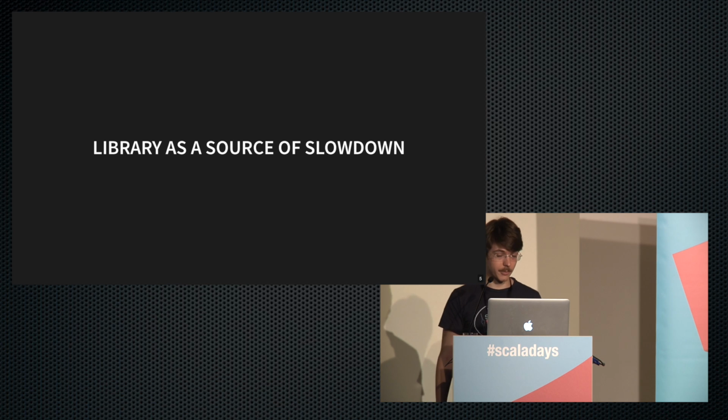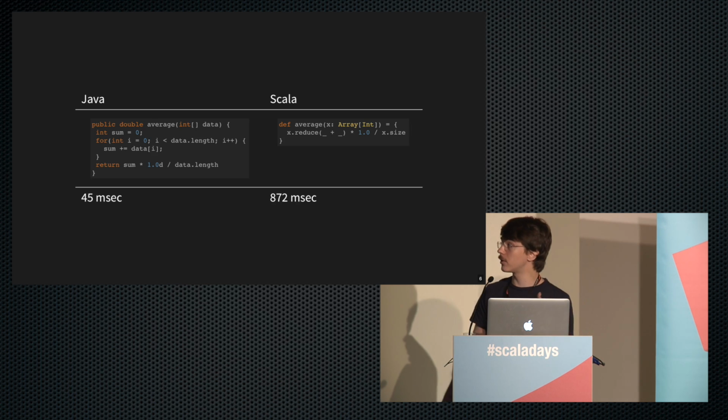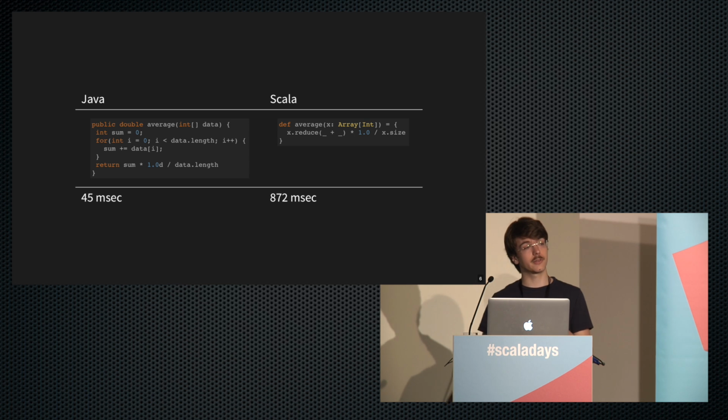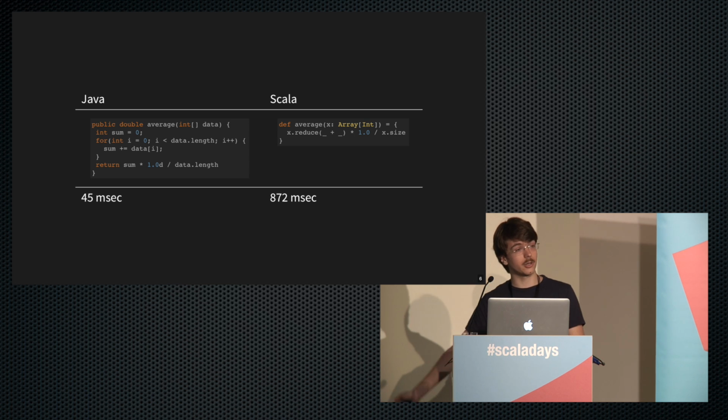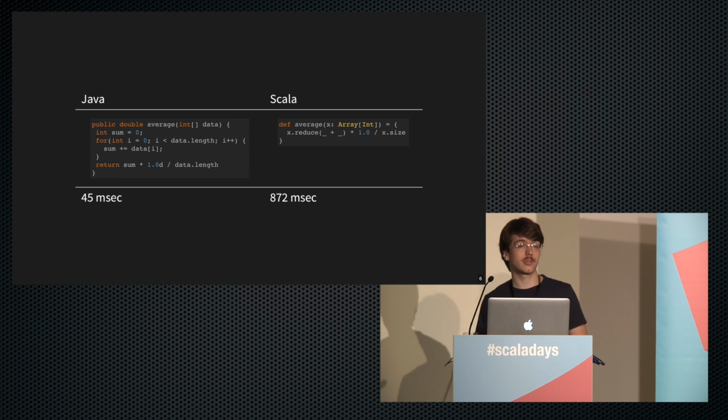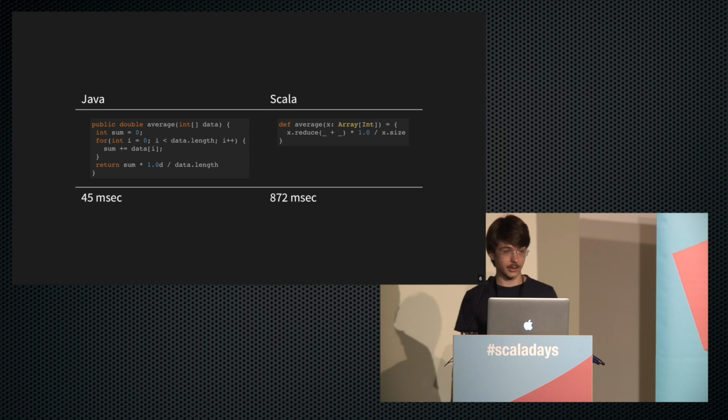So, okay, I'll start with the library as a source of slowdown. If we consider these two examples of code, one written in Java and the other written in Scala, the Scala one is a lot easier to follow. It's clear what it does. I like this code a lot more. Java is quite verbose. You need to write an explicit cycle, and you spend more time writing it and potentially introduce more bugs by writing it wrong. But unfortunately, the Java code runs faster. And the reason here is actually the Scala collections library, the source of slowdown.